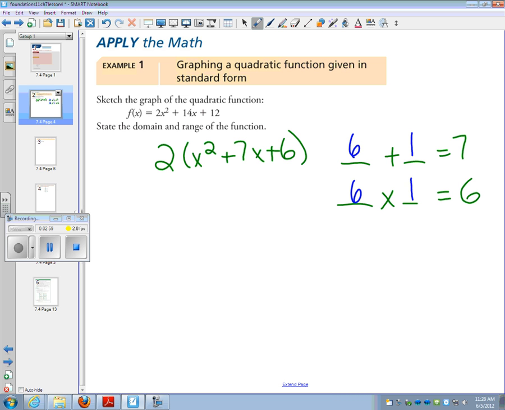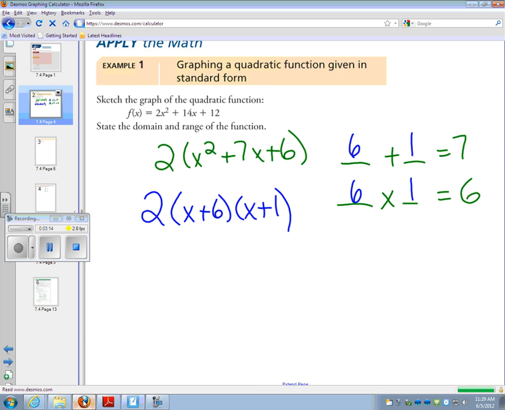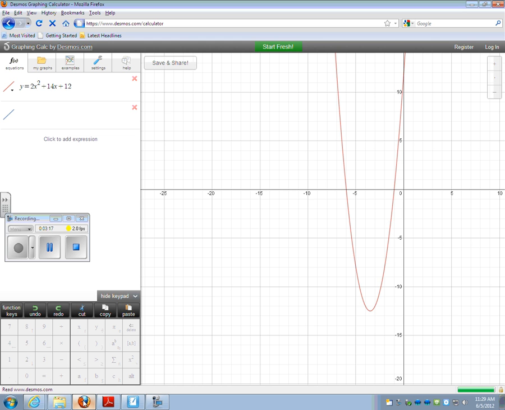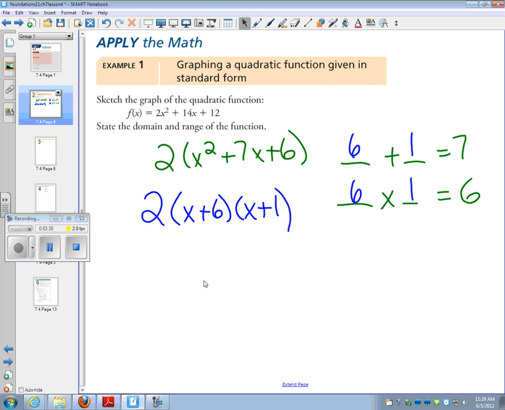So to factor, what I do is I put (x plus 6), because it was a positive 6, and (x plus 1). And there's going to be a neat relationship between our sketch and this factored form. So remember, it was 2 times (x plus 6) times (x plus 1). When I go to my graph, which I've already done, and this is a graph of 2x squared plus 14x plus 12, if you look at the zeros or the roots or the x-intercepts, you'll see that those are at -1 and -6.